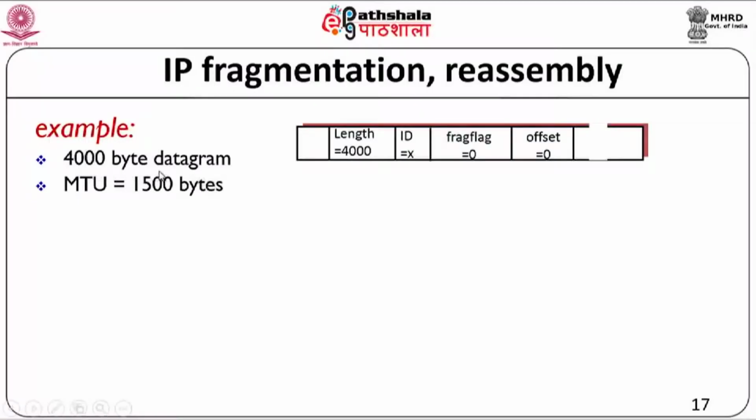Let us say I have a 4000 byte datagram that is being sent. MTU, let us assume, is 1500 bytes. So, the initial unfragmented original packet will have the length field set to 4000 bytes. Let us say it has an ID value of x. In the flags field, there is something called a fragment flag, or a more flag as it is called, which indicates that there are more fragments following this. That flag is set to a value of 0, which means there are no other fragments, just a single packet by itself.